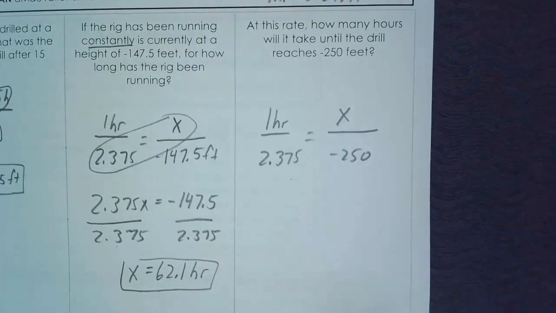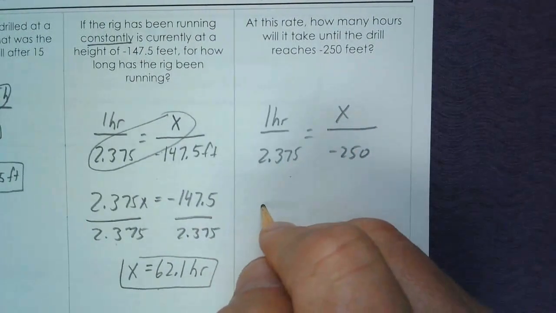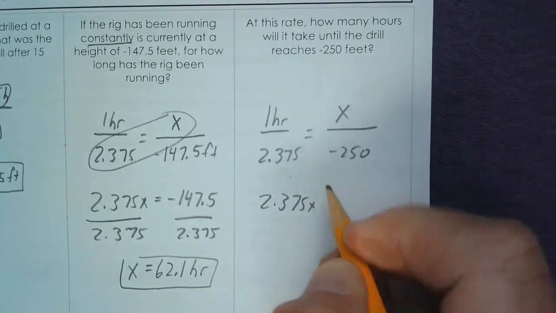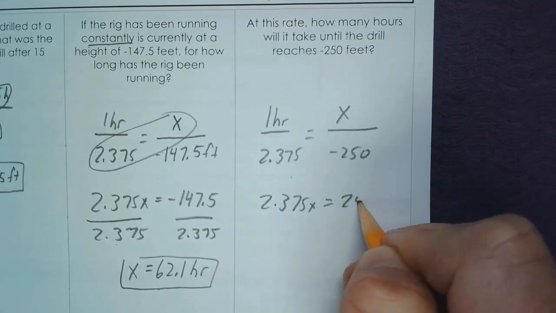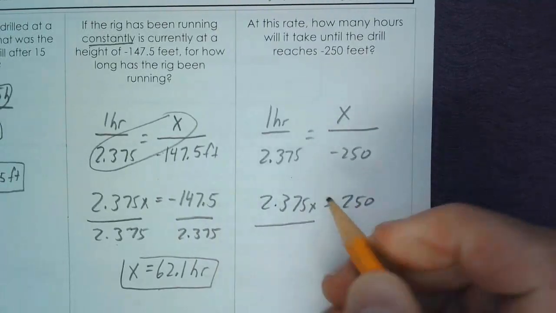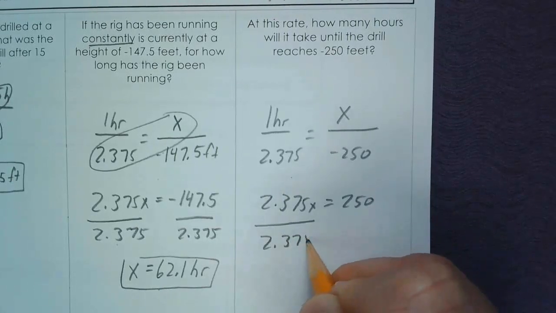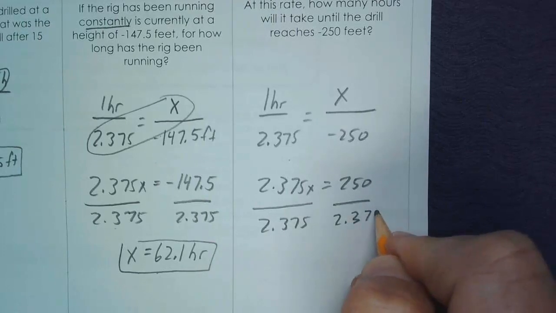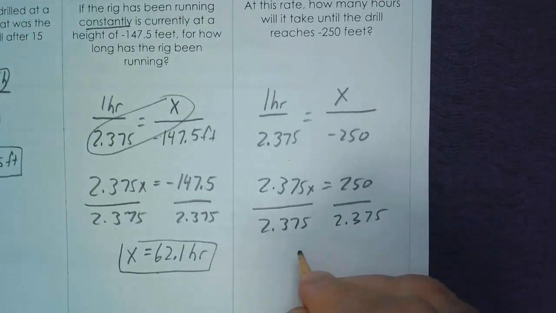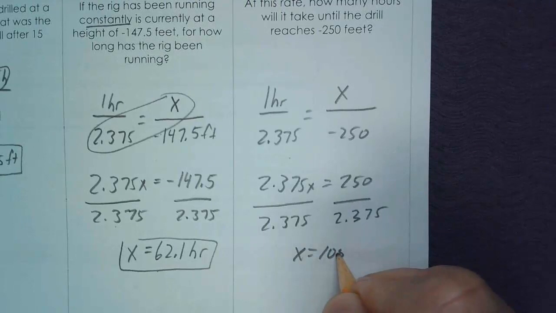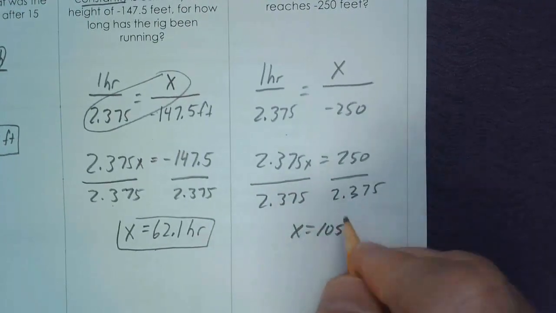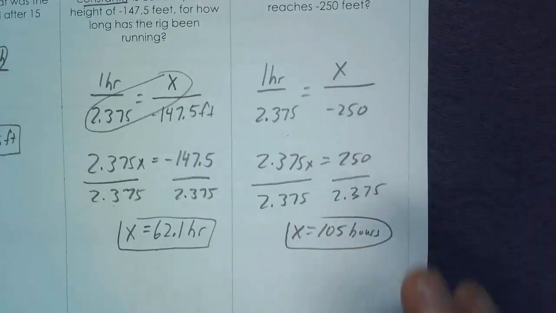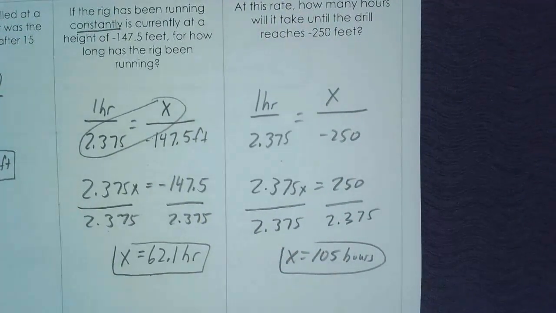Hours represents the x. Cross multiply again, just like we did the previous problem, equals 250. I'm not going to put that negative there, so it really doesn't matter with this problem. Divide by 2.375. And that will give me x equals 105. What does that 105 represent? The number of hours it takes to drill 250 feet. So there is lesson 4.